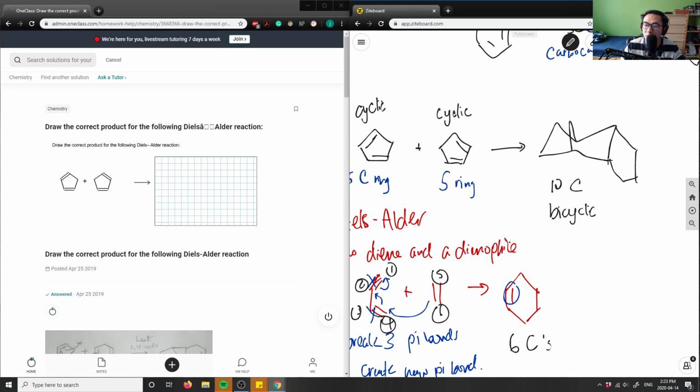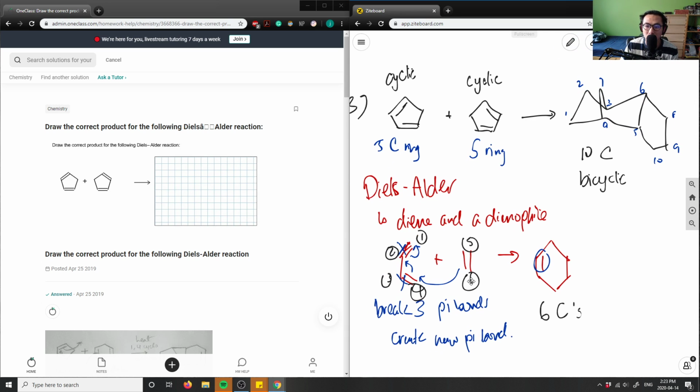So that's going to be my cyclic structure. Let me count again just to make sure I have the right amount of carbons: 1, 2, 3, 4, 5, 6, 7, 8, 9, 10. I have 10 carbons in total. So this here is the bicyclic structure. And again, where are my double bonds? Where is it going to go?